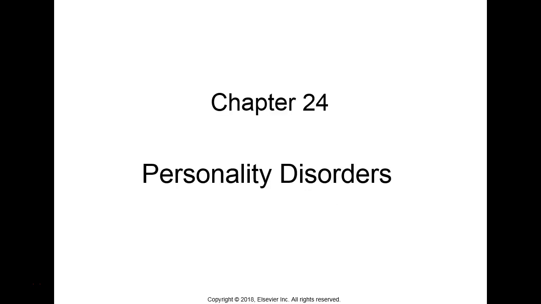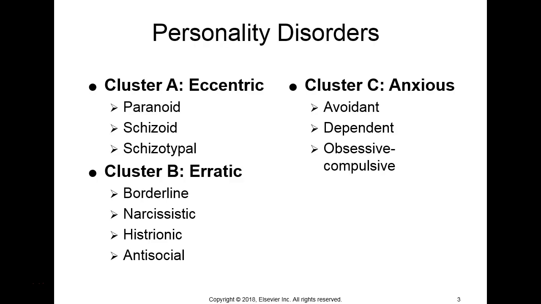So chapter 24 in your Varcarolis is on personality disorders, so that's where your reading comes from. And we have 3 different clusters of personality disorders. Basically, these personality disorders are in clusters because they have some similarities. For example, cluster A are considered more eccentric. So the behaviors are a little more odd or unusual, and actually they're bordering on psychosis, which is a break from reality.